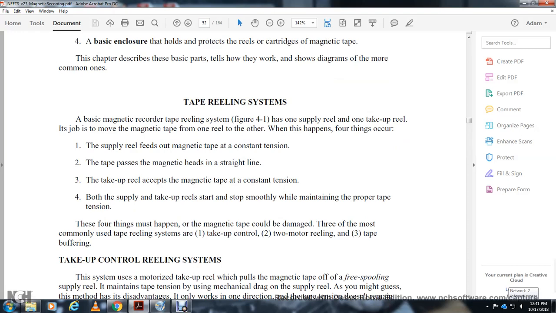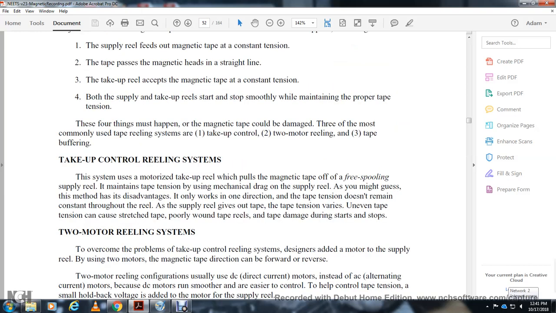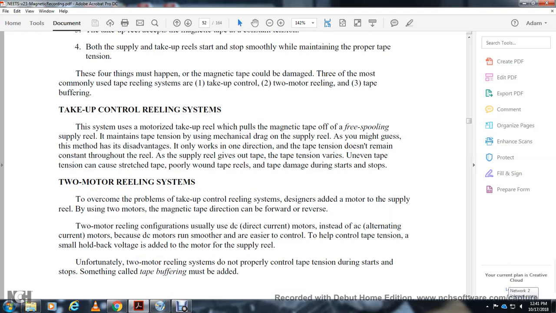two motor reeling, and tape buffering. Take-up control reeling system: this is the motor that takes up the reel to draw the magnetic tape off the free spool supply reel to maintain tape drag with the supply reel. But it might cause the disadvantage that tension does not remain constant throughout the supply reel. As the reel gives out the tape, the tape tension varies, causing uneven tape construction and a poorly wound tape reel, and typical damage starts up.